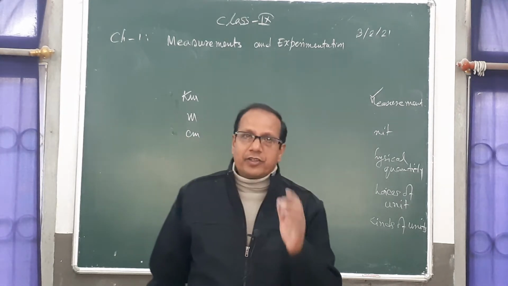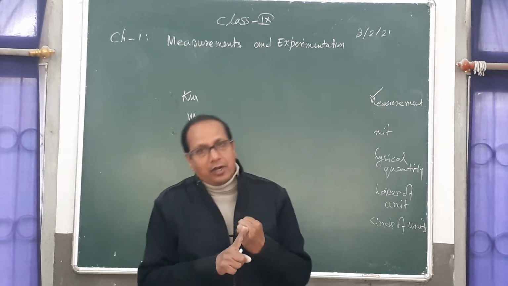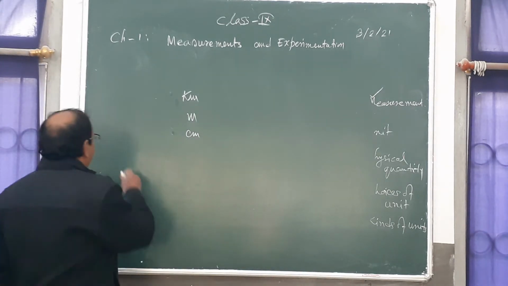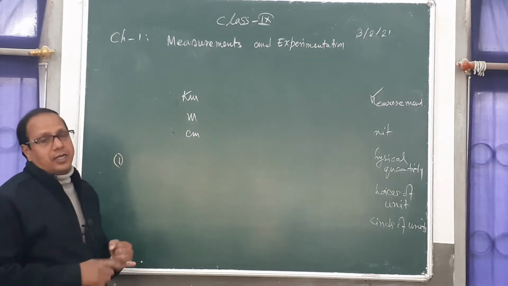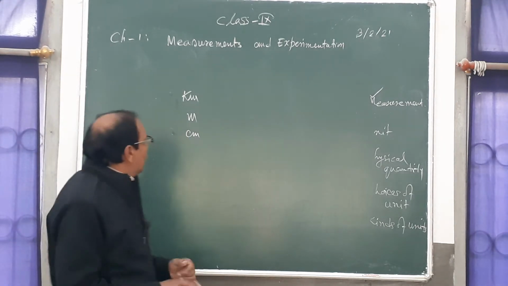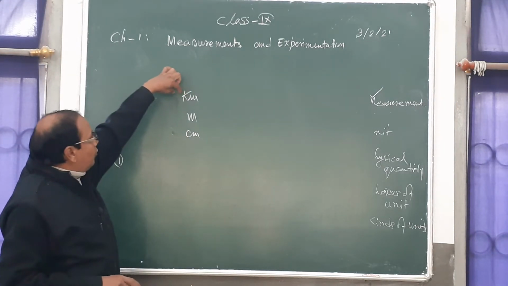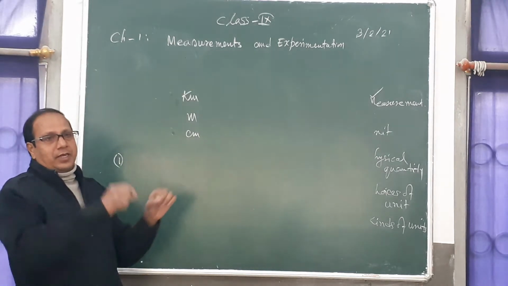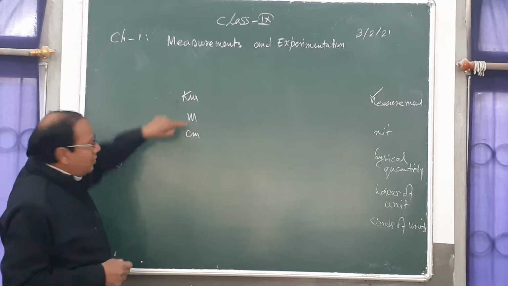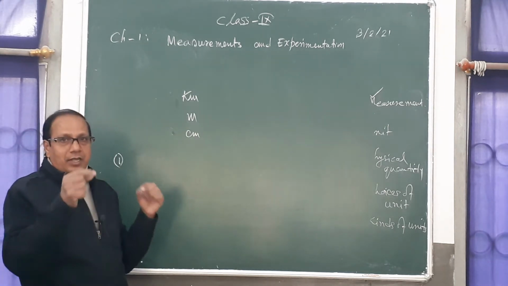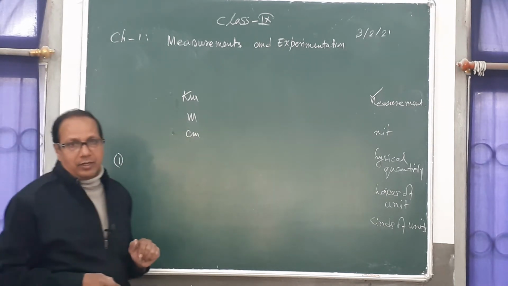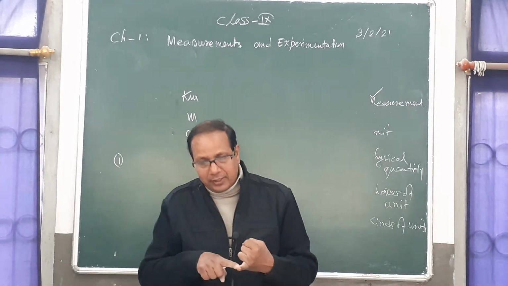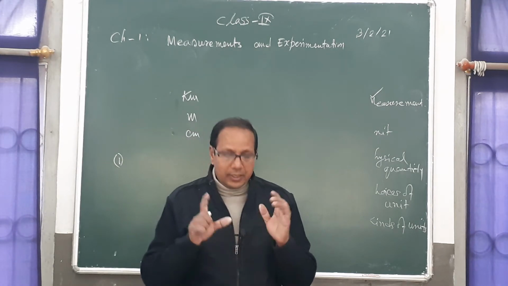So now we can discuss choices of unit. There are 4 points. The unit should be of convenient size. Means if you go for the distance between two cities, we have to use the unit kilometer. If we go for measuring the room, you have to go for meter. If you want to measure the length of the textbook, you have to go for centimeter. So the choice of unit should be proper so that it will be of a convenient size.